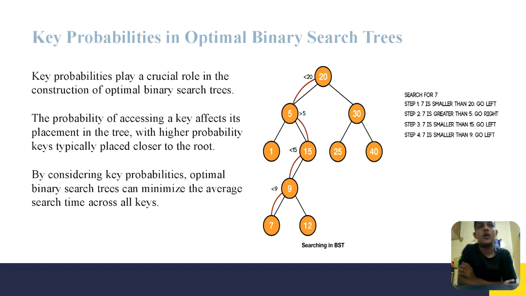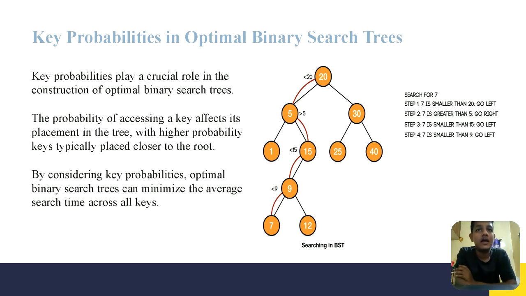Key probabilities in optimal binary search trees. Key probabilities play a crucial role in the construction of optimal binary search trees. The probability of accessing a key affects its placement in the tree, with higher probability keys typically placed closer to the root. As we discussed, the keys which are needed most are placed closer to the root.